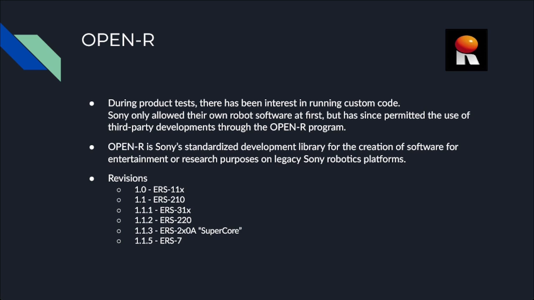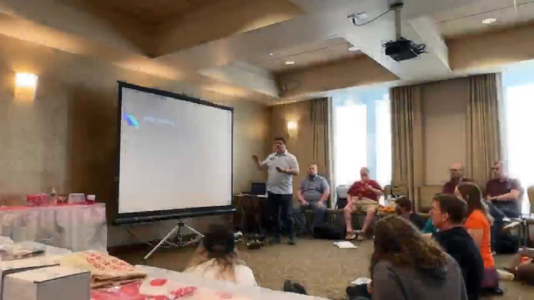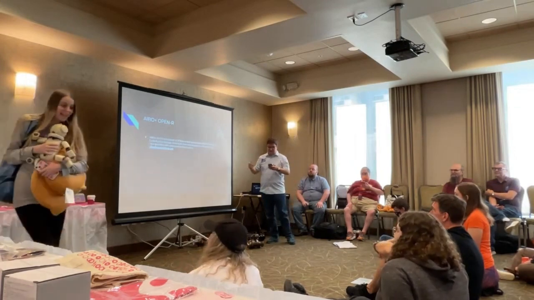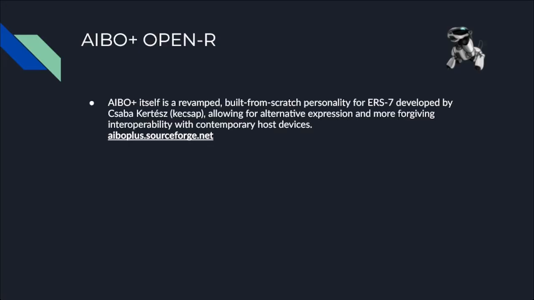These are all different standard classes for each AIBO that introduce new functions. For instance, the extra LEDs for the 220, or more advanced recognition for the 7. Of course, Sony no longer offers this stuff, so there is a project called AIBO Plus OpenR. Now, AIBO Plus itself is made by an AIBO researcher. It's essentially a way of allowing alternative expressions for the 7, and also allows you to connect your 7 with your phone.